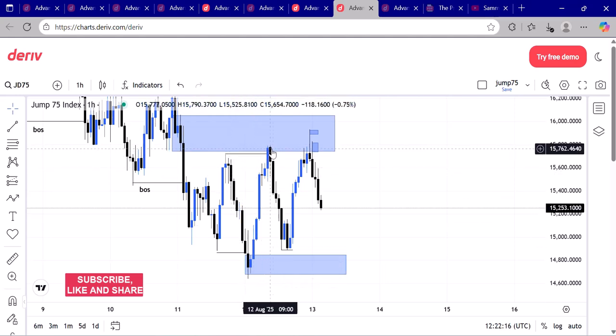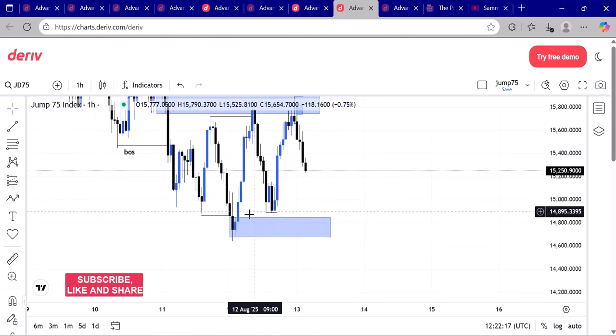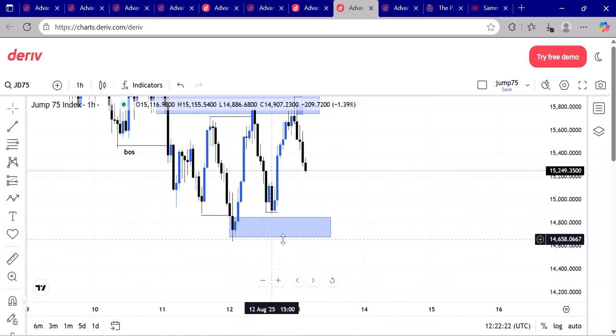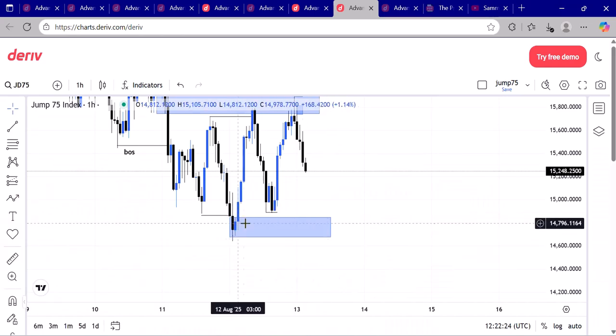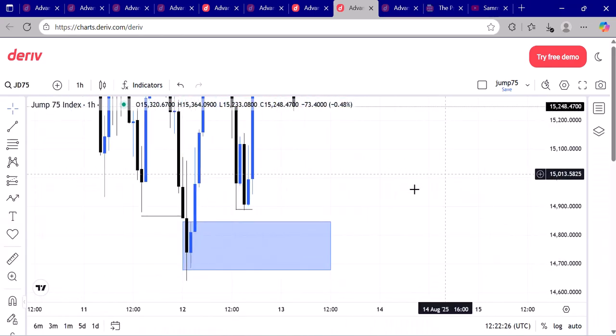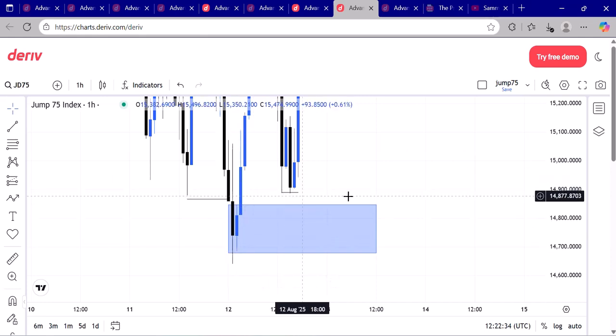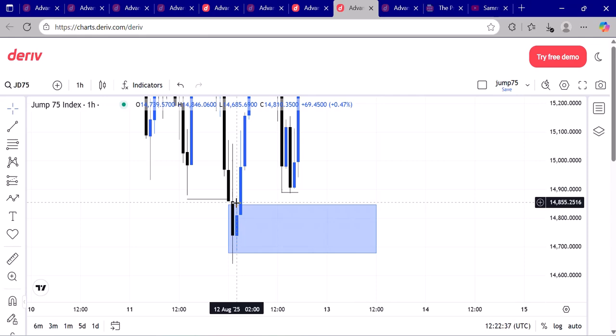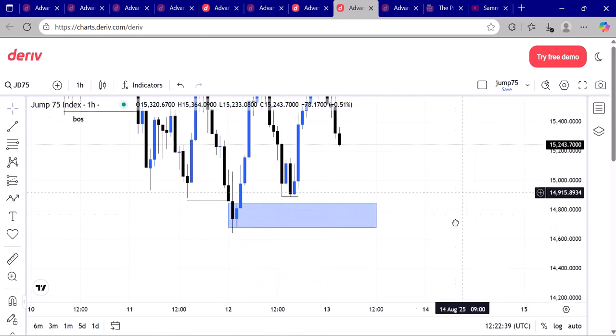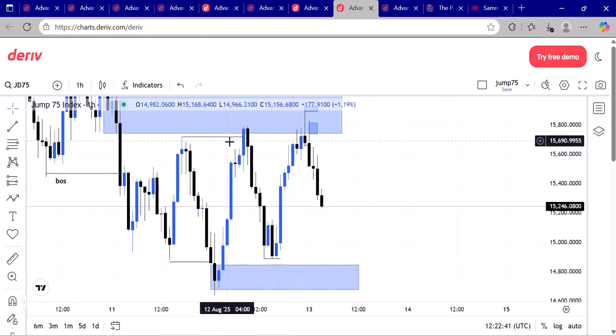Okay, and this was the zone that caused the break of structure. Okay, and then if you come down, this is the order block that formed that break of structure. So that order block is our bullish order block, meaning it's the last down candle that formed before this impulsive move that broke structure.